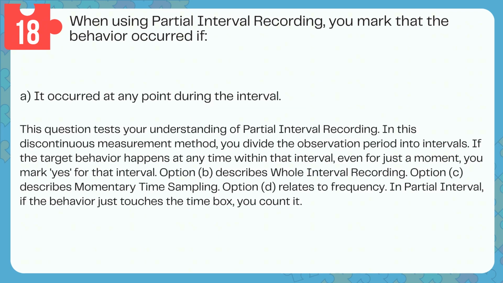Answer: A. It occurred at any point during the interval. This question tests your understanding of partial interval recording. In this discontinuous measurement method, you divide the observation period into intervals. If the target behavior happens at any time within that interval, even for just a moment, you mark yes for that interval. Option B describes whole interval recording. Option C describes momentary time sampling. Option D relates to frequency. In partial interval, if the behavior just touches the time box, you count it.